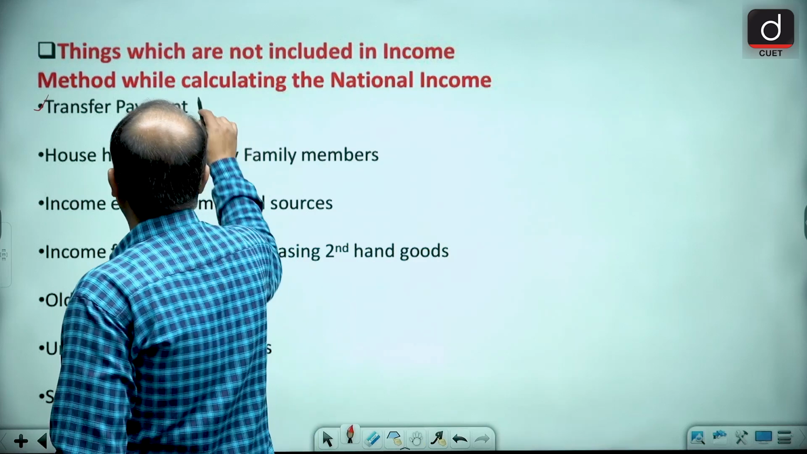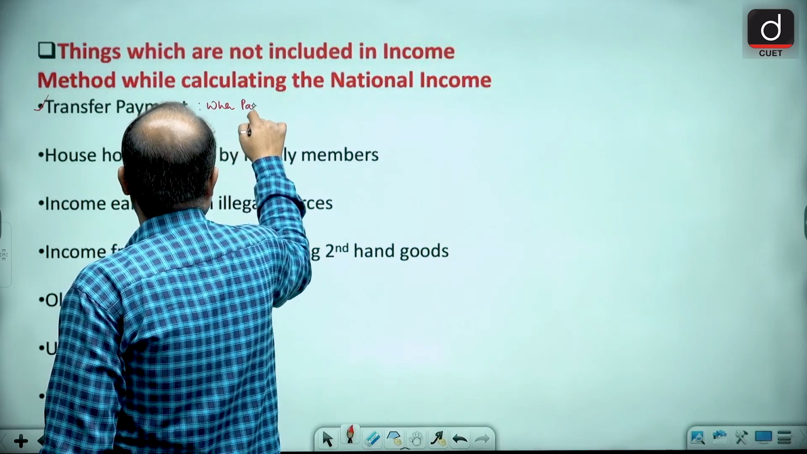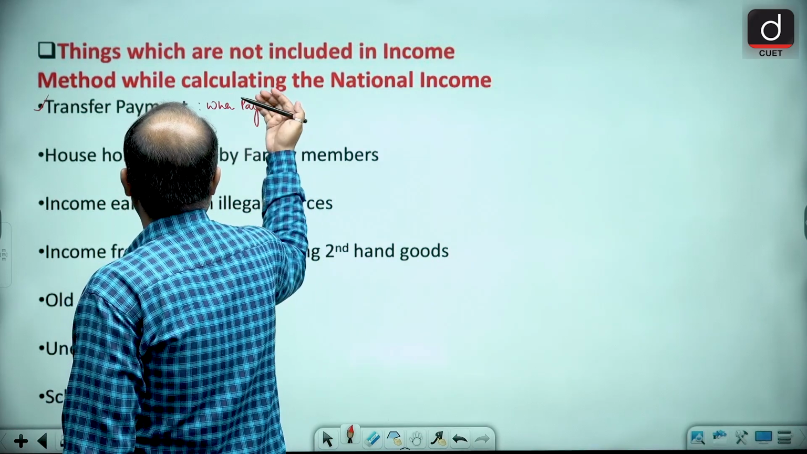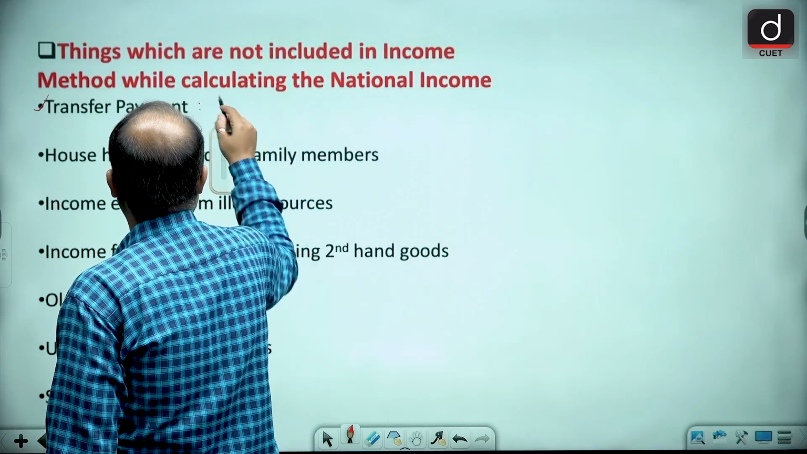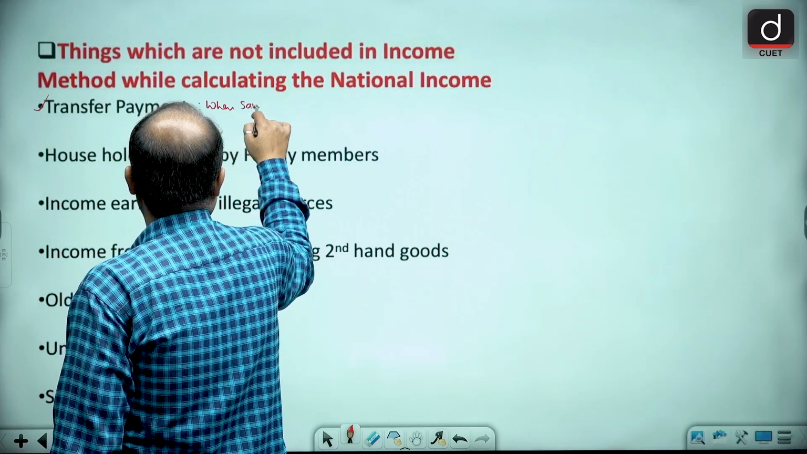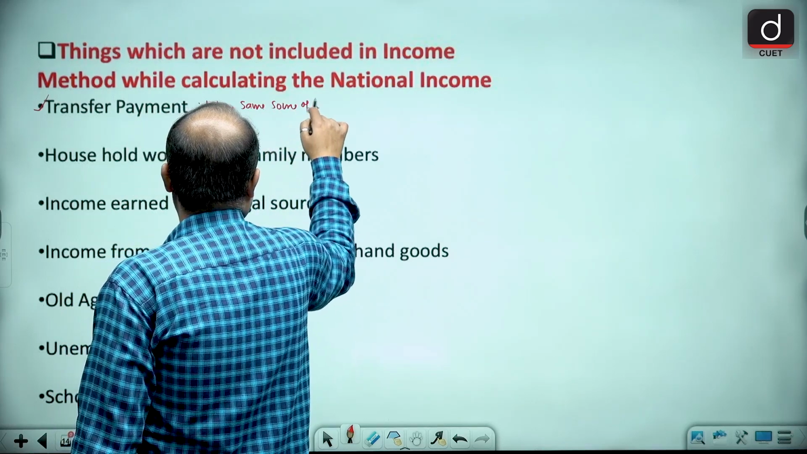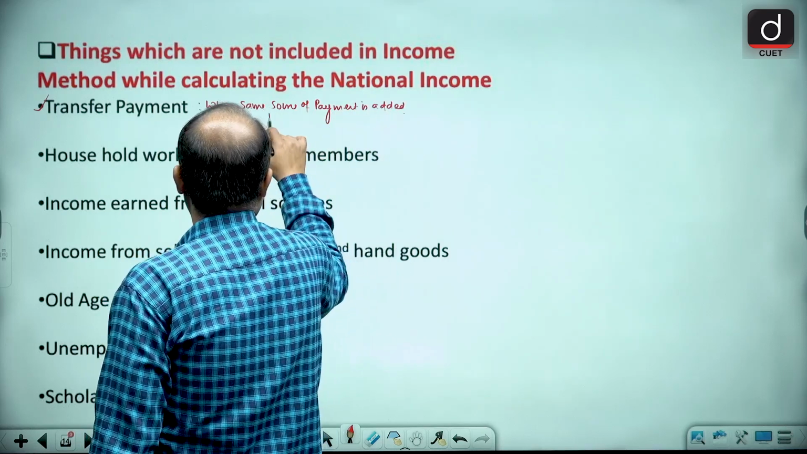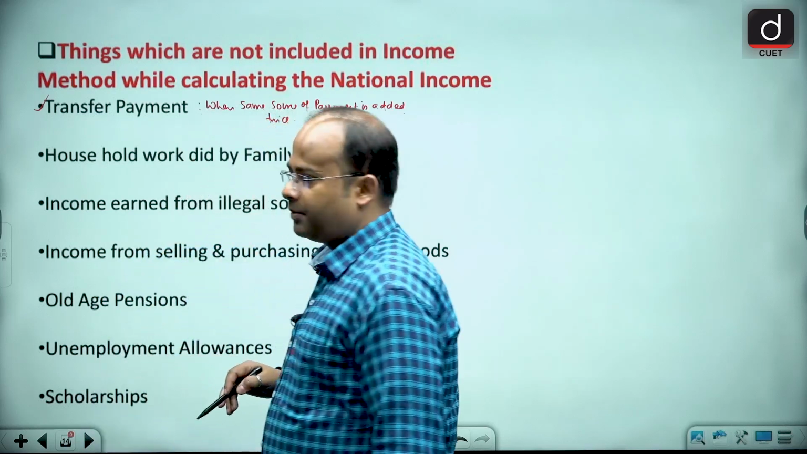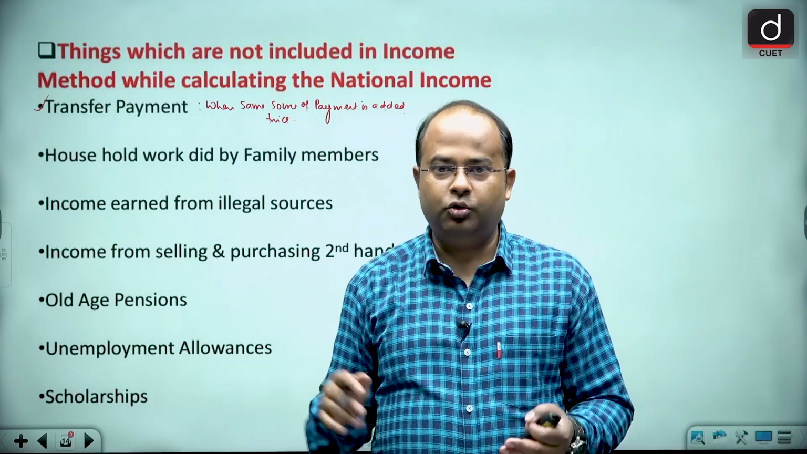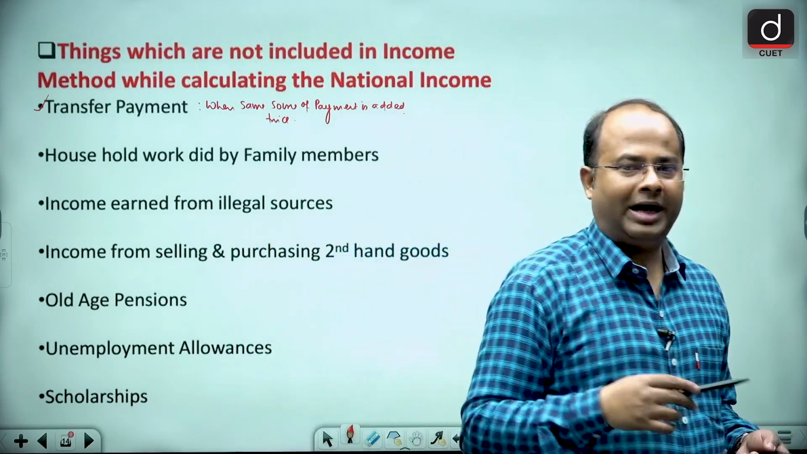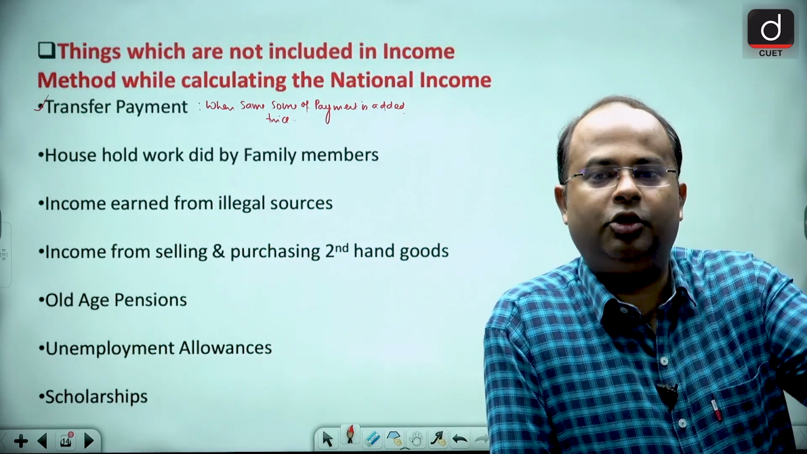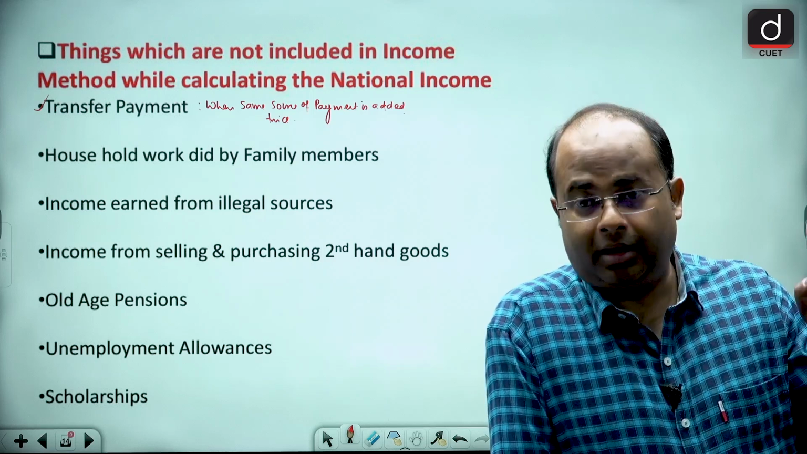So it is said that when the same source of payment is added twice, this is called transfer payment. So when your parent sends money to you for your monthly expenses, what happens? The amount of money which is sent by your parents is added in your income, and it is already being added in the income of your parent.